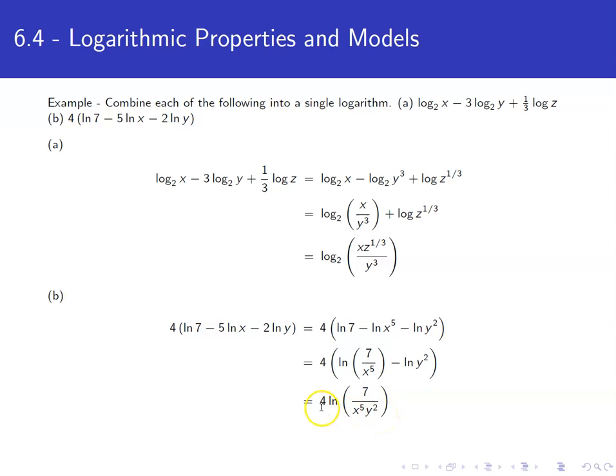And then finally I've got a 4 out in front of this natural log, so I can bring it up as a 4th power for our final answer of natural log of 7 over x to the 5th y squared, all of that raised to the 4th power.